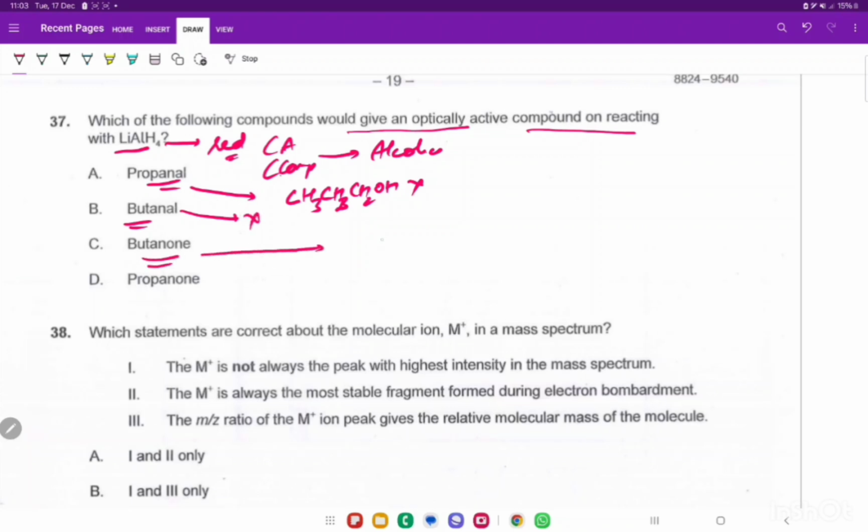Butanone will form butan-2-ol. Yes, butan-2-ol will have a chiral carbon. It's absolutely correct. It contains CH3, CH2, CH3, and this is a chiral carbon. This is my chiral carbon. It has 4 different groups. The answer should be butanone.